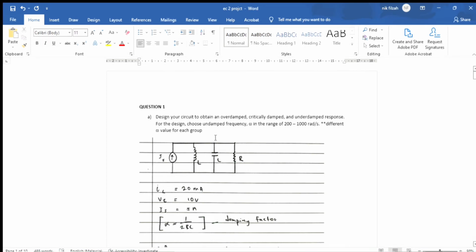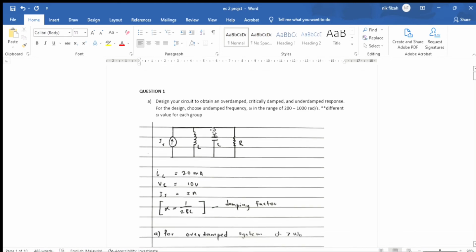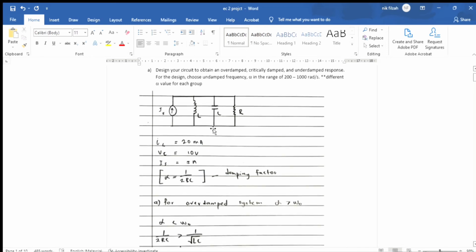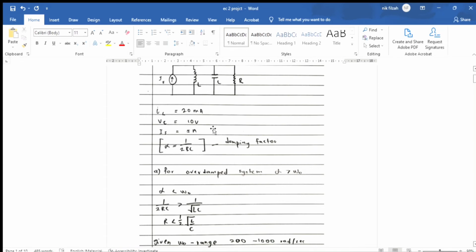Okay, so for A is design your circuit to obtain an overdamped, critically damped and underdamped response. For the design, choose underdamped frequency omega in the range 200 to 1000 radians. The value is different for each group, so for our group we use 400 omega. Okay, so IL is equal to 20 mA, VC equal to 10 volt, and IS equal to 5 ampere. For the damping factor, we use the equation alpha equal to 1 over 2RC.